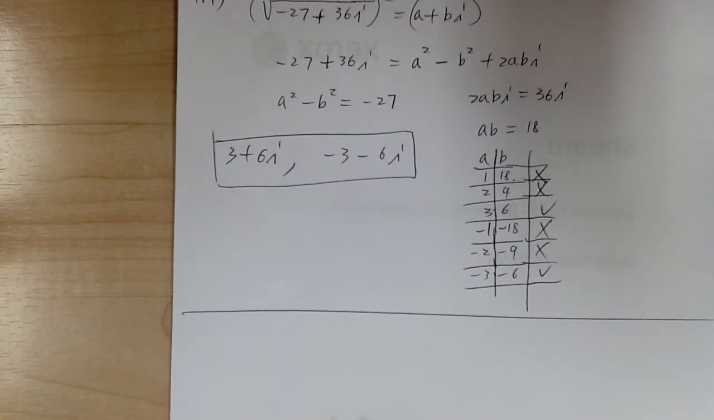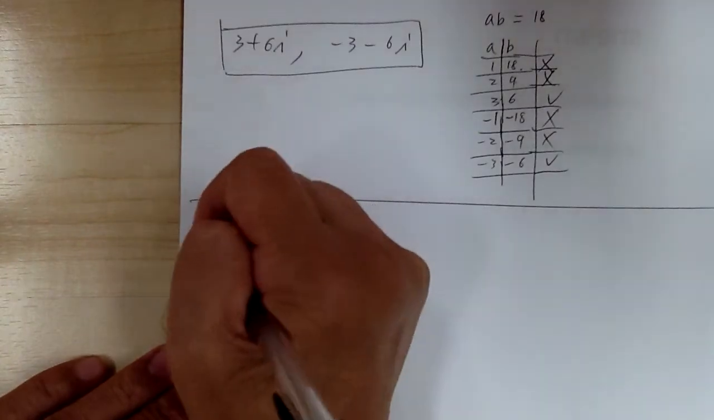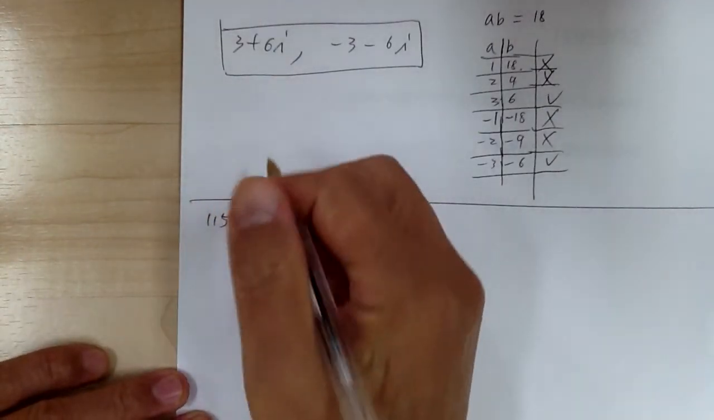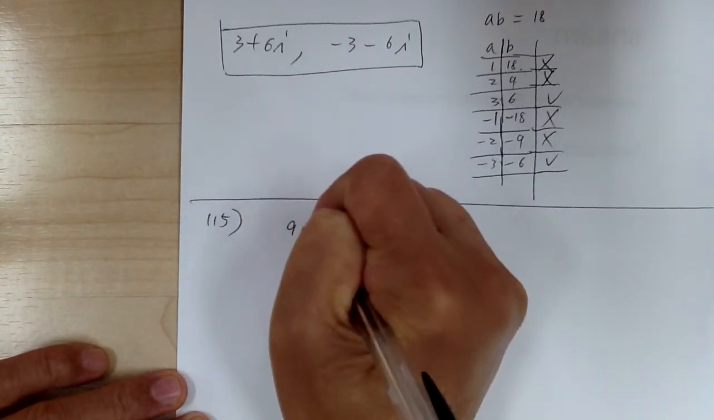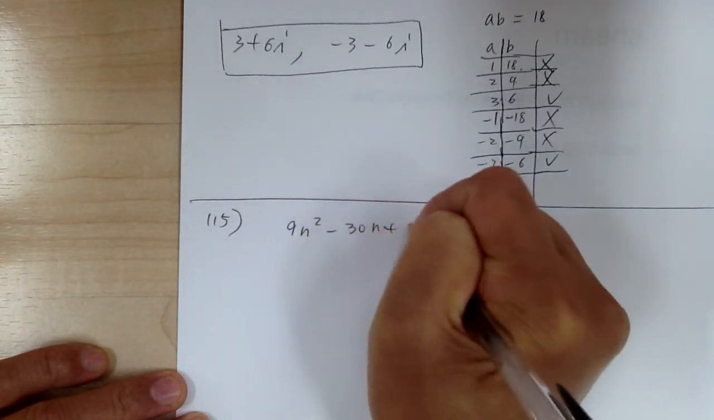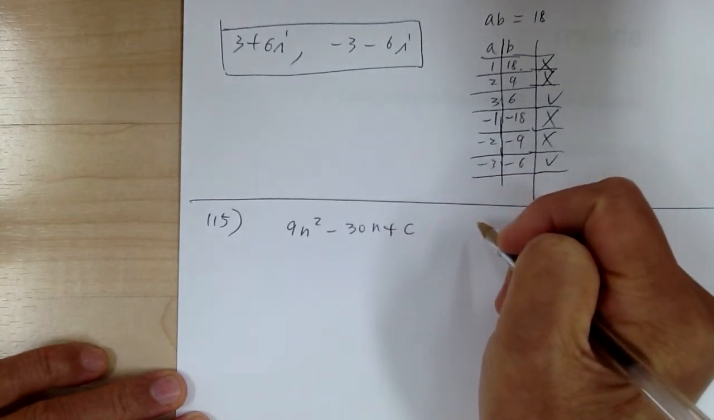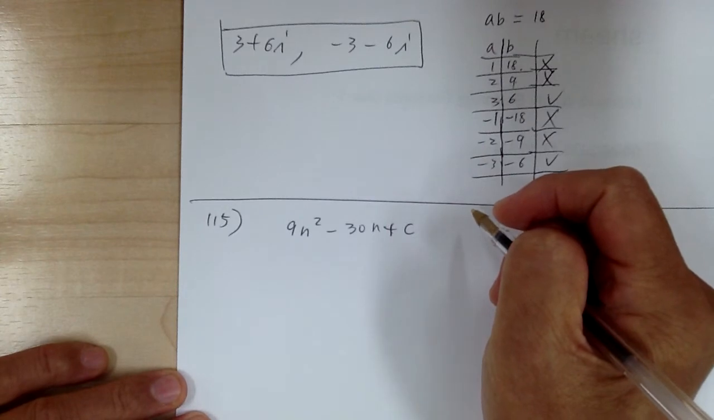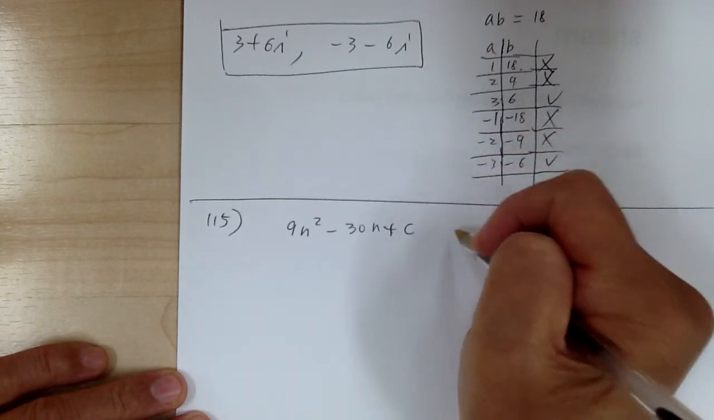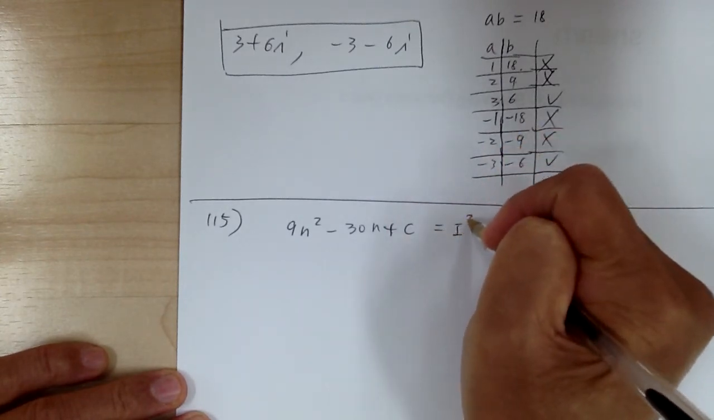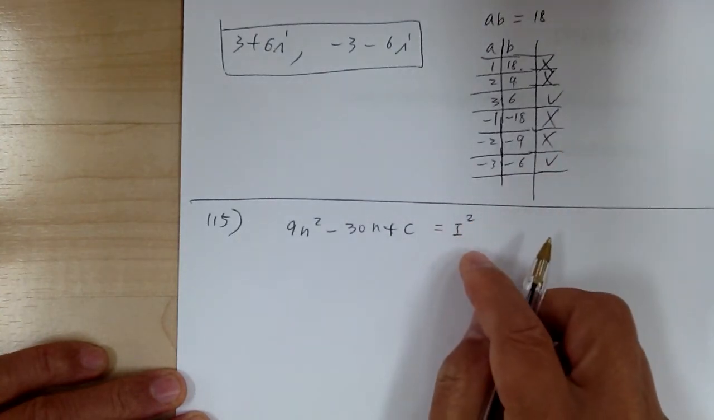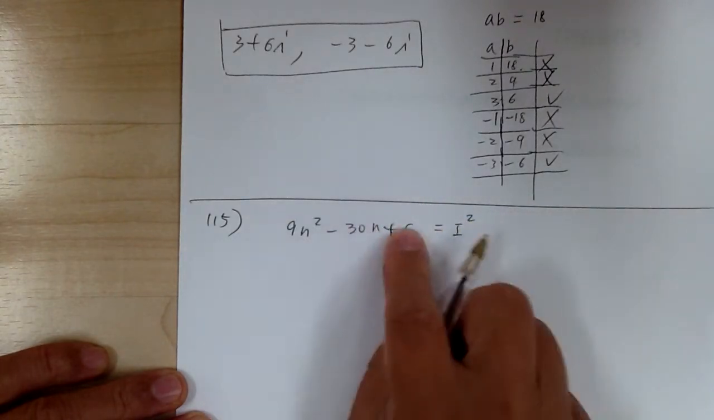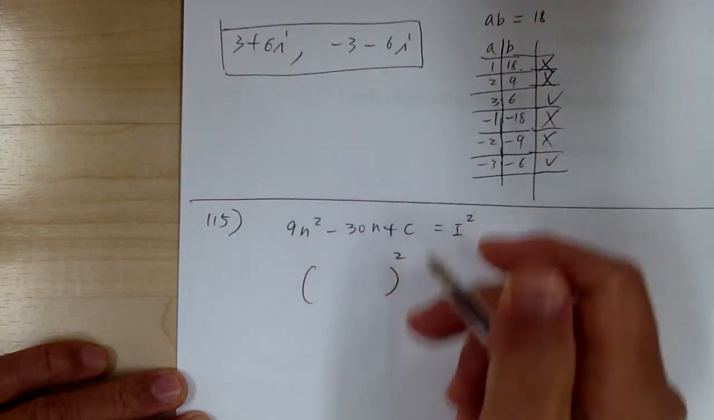Okay, let's go to number 115. It says if 9n squared minus 30n plus c is a perfect square, find the value of c. Well, this is going to be equal to a number squared, an integer squared. That means we should be able to complete the square on this. So if this is a perfect square, we can do that.